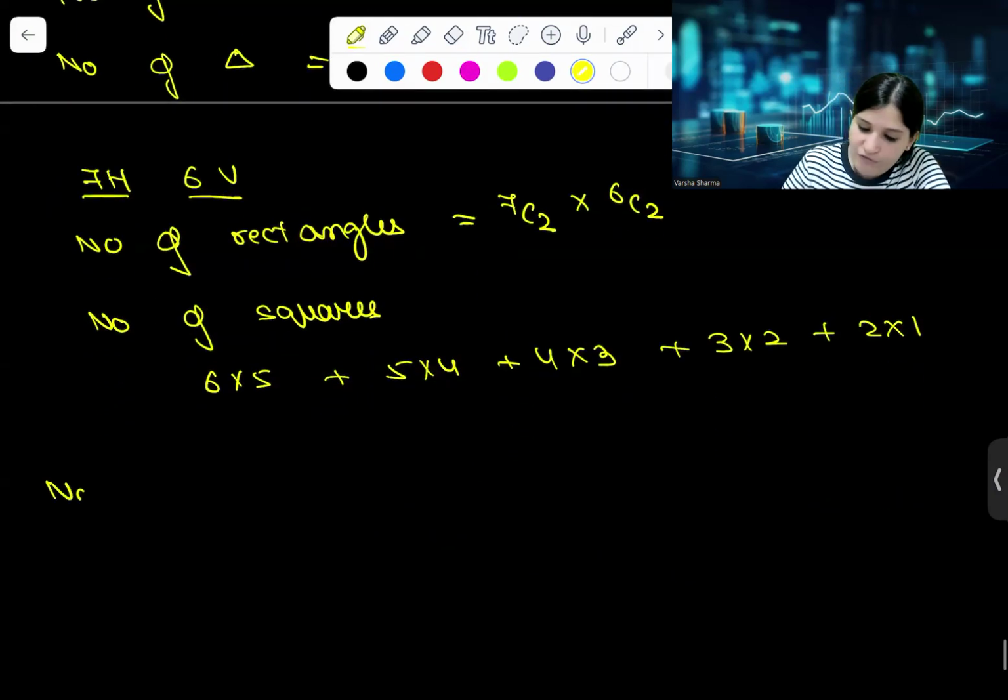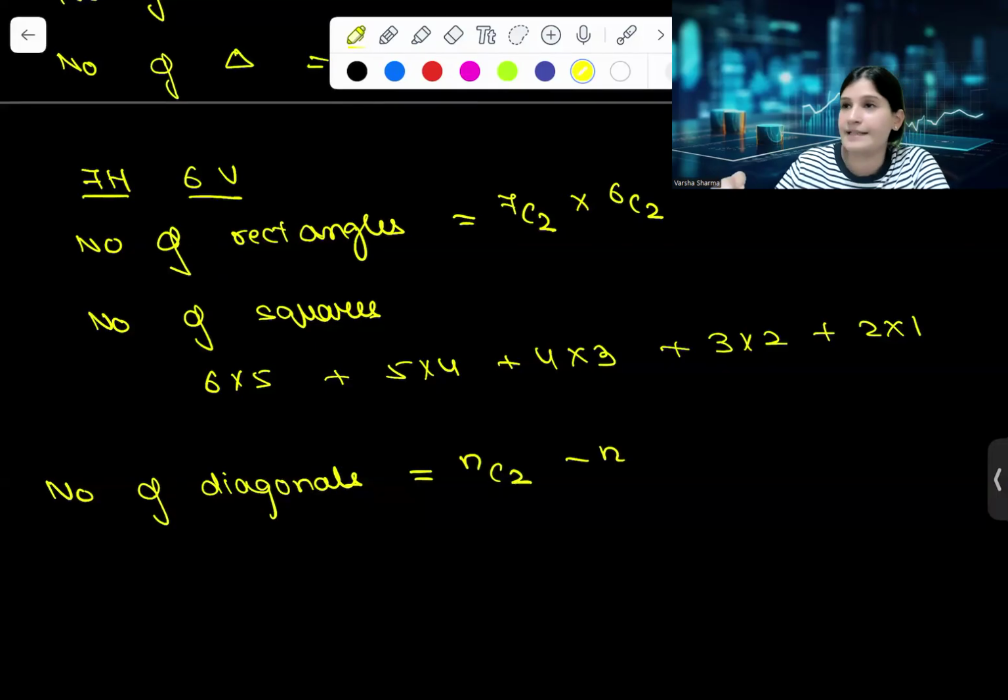Then we had a formula for number of diagonals. Number of diagonals was all the lines minus the sides. If I have a quadrilateral, then 4 vertices and 4 sides. So out of 4 points, I have 4C2, 6 lines. But out of those 6 lines, 4 are the sides itself. So if I subtract those 4 lines, I get 2 diagonals.